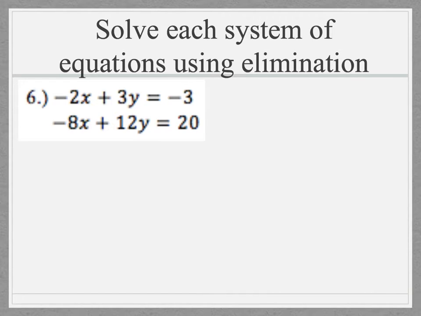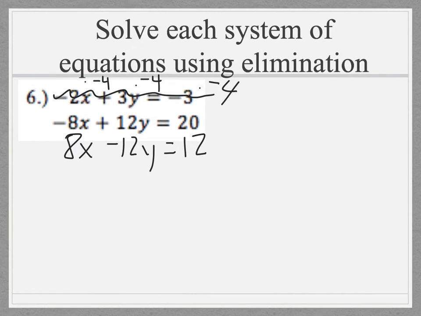All right, for this last one, I have to multiply by something so that my numbers are the same and my signs are opposite. So I have a -2 and a -8. I'm actually going to multiply by -4 so that I get a +8 on this top one. So that's going to give me 8x plus -12y equals +12. I don't need that equation up there, so I'm going to cross it off.